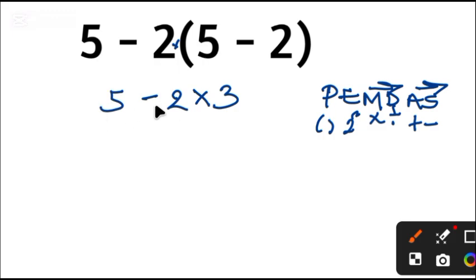Now, according to the order of operations, multiplication and division have the same higher priority than subtraction. So we will do the multiplication before this subtraction. So 2 times 3 will give us 6. So we have the minus here and we have this 5 here. Now 5 minus 6 will give us minus 1. The correct answer to this equation is minus 1.